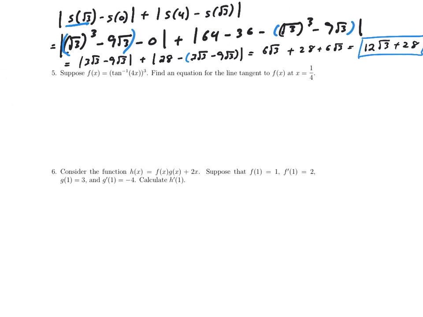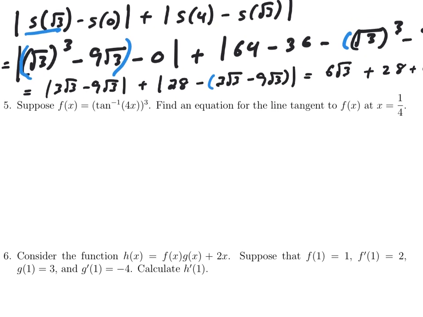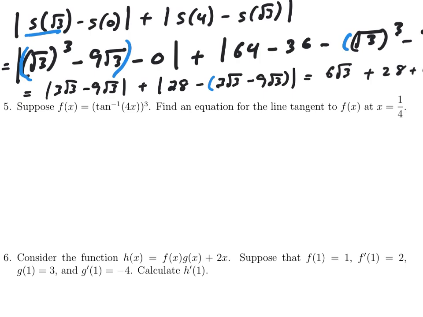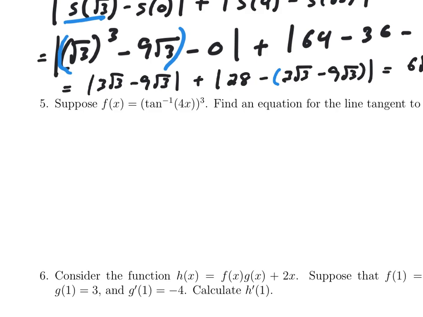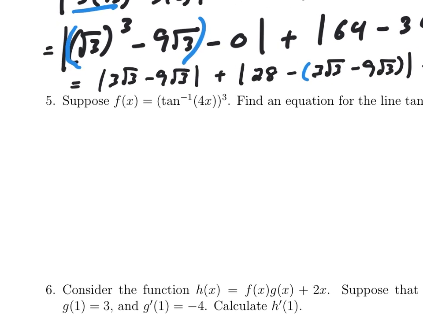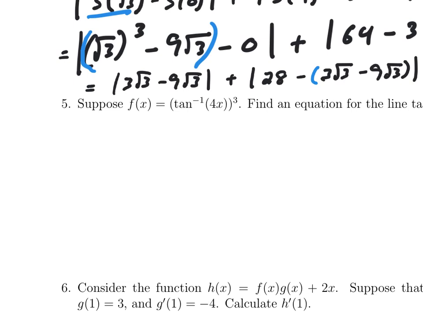Okay, next question. It says, suppose that we have that f of x is equal to the inverse tangent, or just arctan, of 4x cubed. Okay, so the first thing we've got to do, we want to find the tangent line at 1/4. Okay, so the first thing I need to do is find the slope.